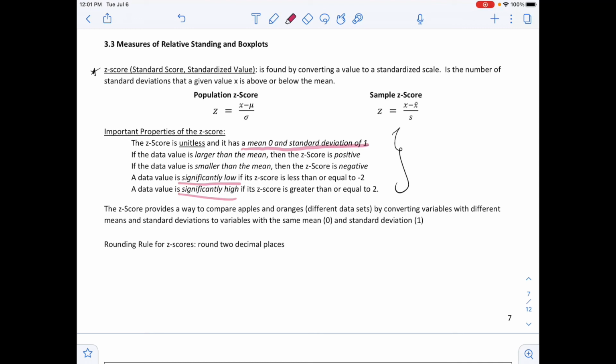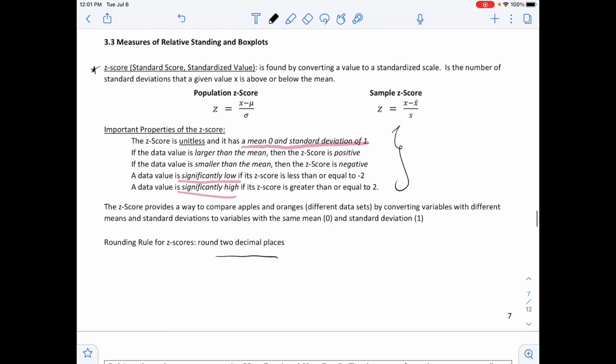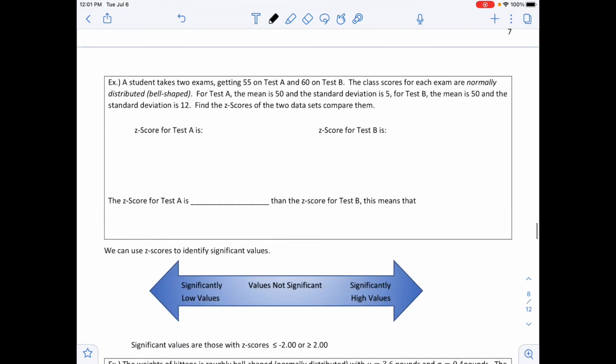The z-score provides a way to compare apples and oranges, different data sets, by converting variables with different means and standard deviations to variables with the same mean, 0, and standard deviation of 1. That way we can easily compare them. We typically round z-scores to 2 decimal places unless otherwise stated.